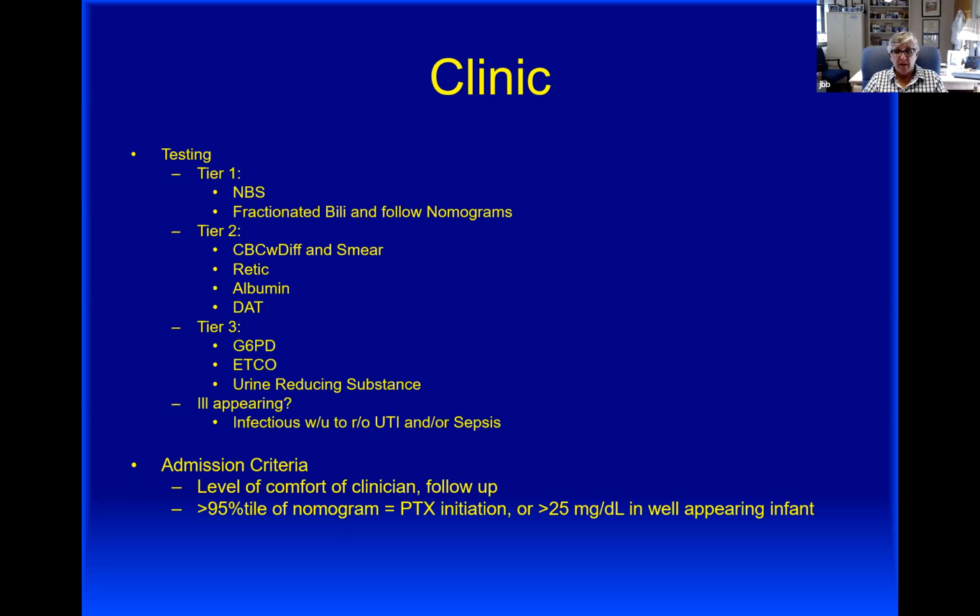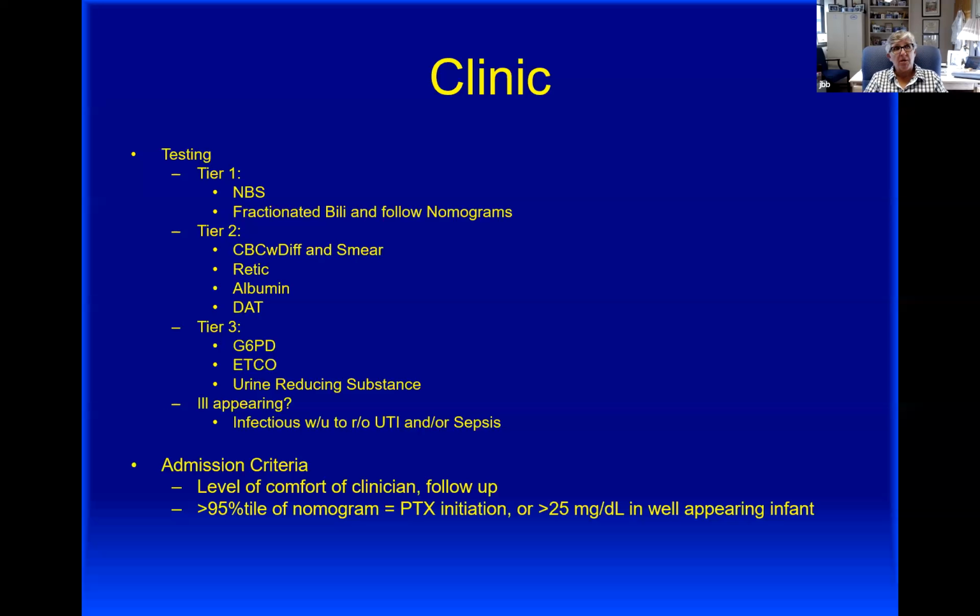Admission criteria, this is going to vary with numbers and how good your follow-up is going to be. We might be more aggressive about admitting somebody on a Friday who we're not sure can get back to the lab for a repeat bilirubin. They may not have transportation. They may not have a mother who understands. They may have language problems. All of that may affect whether you're going to admit that day or recheck it the next morning.